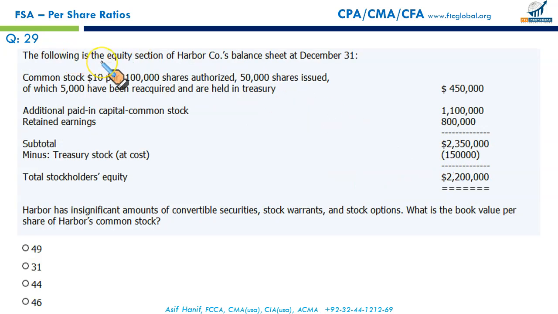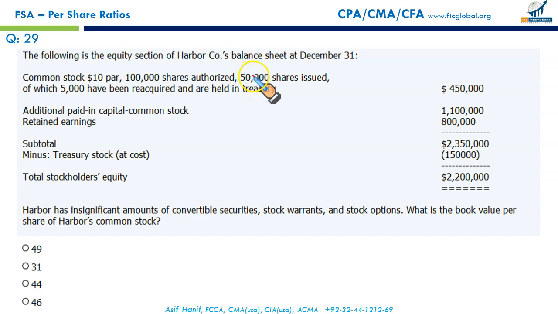Next, 29. The following is the equity section of Harbor Company's balance sheet. Common stock $10 par, 100,000 shares authorized, 50,000 shares issued, and out of these issued shares, 5,000 have been reacquired and are held in treasury, which means that out of these 50,000 shares, 5,000 are treasury. That means 45,000 shares are outstanding, and these are the shares we use to calculate the dividends to be paid or the earning per share calculation or diluted earning per share.